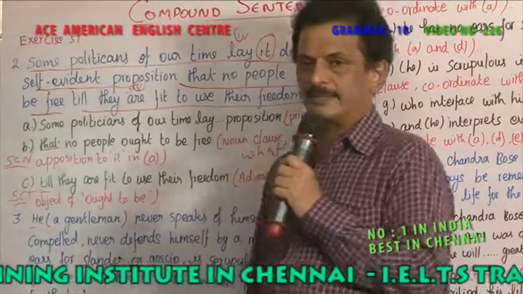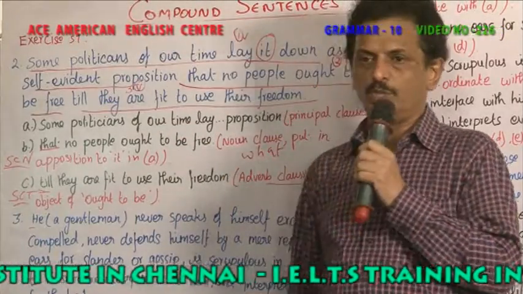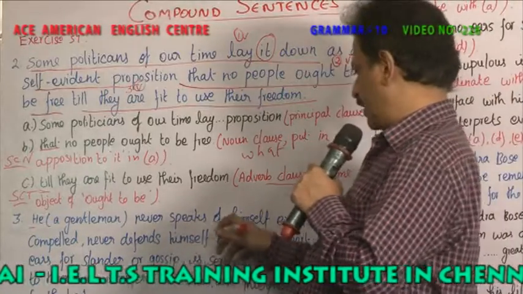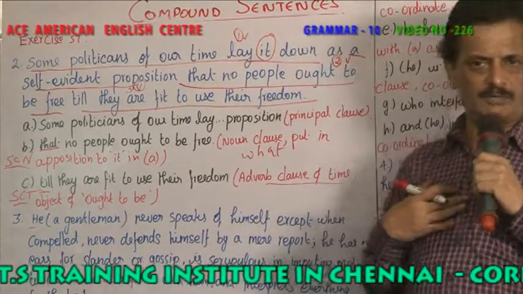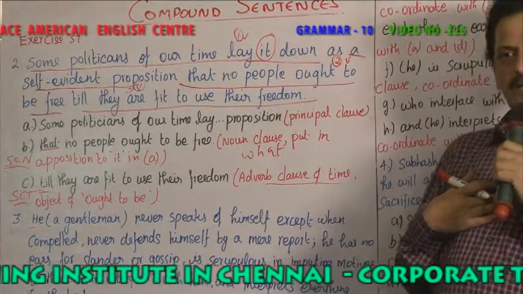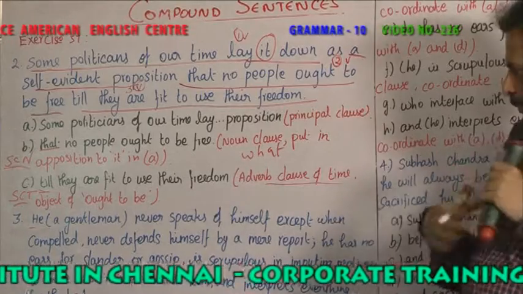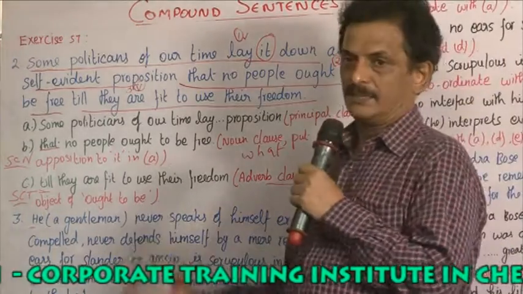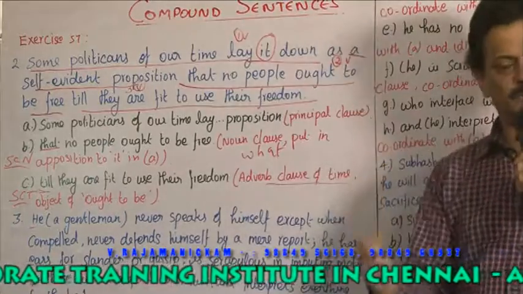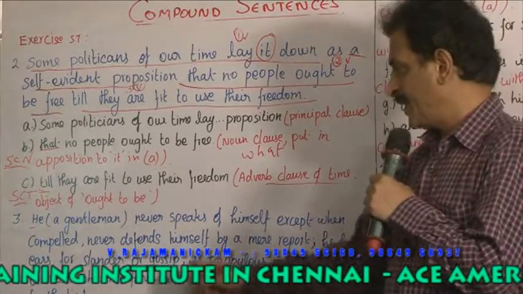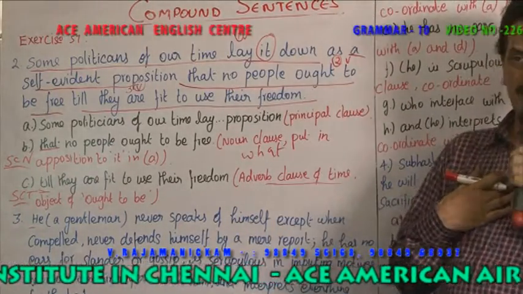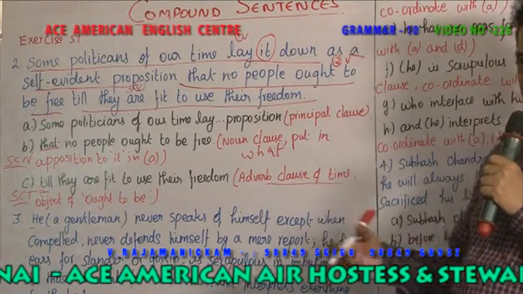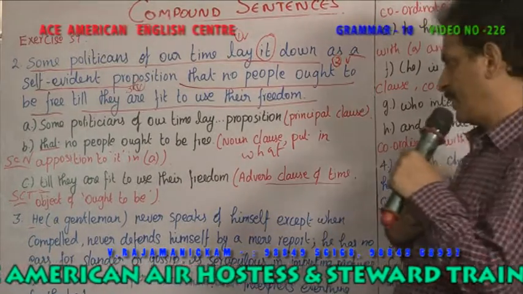So in parenthesis, this is a parenthesis which we don't want to mention. It is called a parenthesis. He never speaks of himself. For example, my father, he never speaks about himself, except when he is compelled. Only when people ask him, please tell about you, only then he says. Never defends himself. Whenever he makes a mistake, he never defends himself by a mere report.